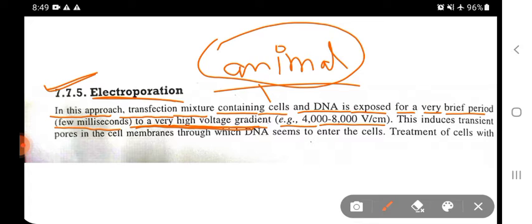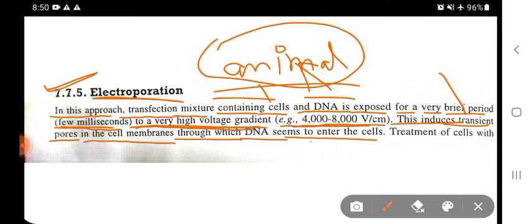I said microsecond earlier; it is a few milliseconds, about 4000 to 8000 volt per centimeter. This high voltage gradient is applied to the mixture containing our target animal cells and the desirable DNA to be introduced into the animal cell. Due to this high voltage for a few milliseconds, it induces transient pores. Transient means temporary pores in the cell membrane through which the DNA enters the cell.